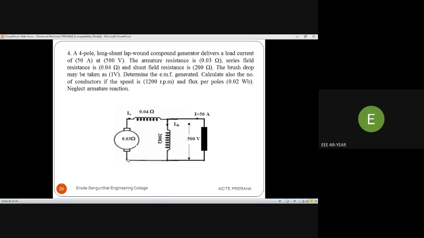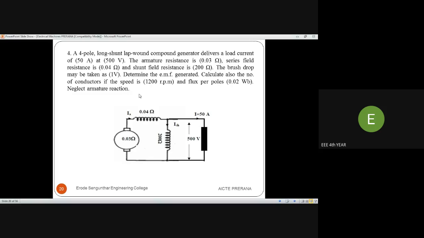So another problem: a long shunt lap wound compound generator. It has a load current of 50 ampere at 500 voltage, 4-pole machine. The armature resistance is 0.03 ohm. Series field resistance is 0.04 ohm, and the shunt field resistance is 200 ohm. The brush voltage drop is taken as 1 voltage. Determine the EMF generated. Calculate also the number of armature conductors, if the speed is 1200 rpm and the flux per pole is 0.02 Weber.